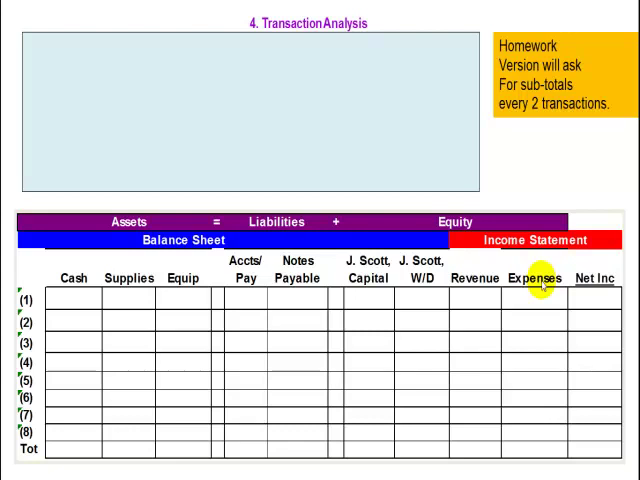So let's start with our first transaction and see how we're going to put it on this grid. J. Scott, the owner, contributed $20,000 cash to start a business. Well, what's going to happen here is, from the business's point of view, cash is going to go up $20,000, and that will be on the asset side. And we'll also have an increase to the J. Scott capital account, and that will keep us in balance, and it'll show that both sides went up.